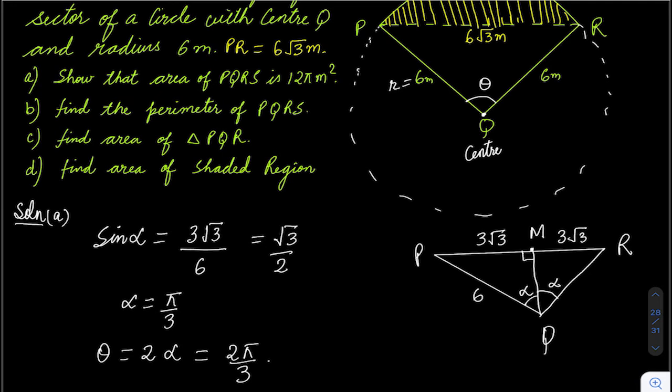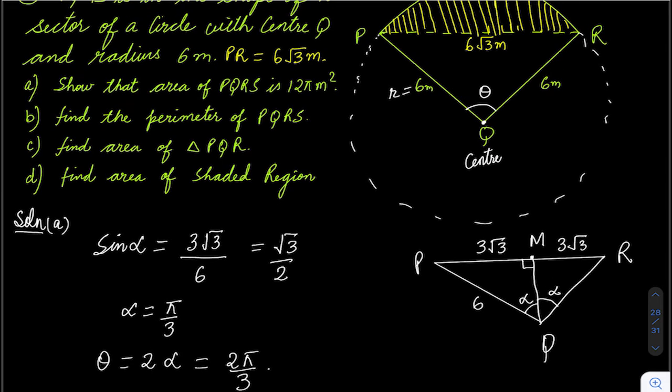Now what else can you do? I am not solving that, but I will give you the hint. To find this angle Q, in triangle PQR, we know all the lengths. PQ is 6, QR is 6, PR is 6 root 3. So you can use the cosine rule to find the angles. You can find all the angles if sides are given.